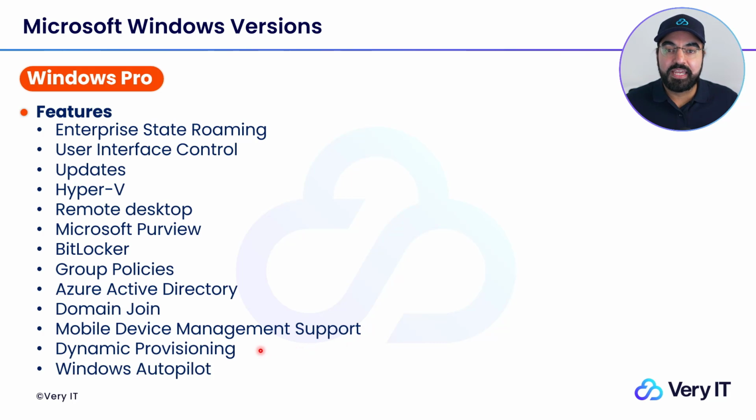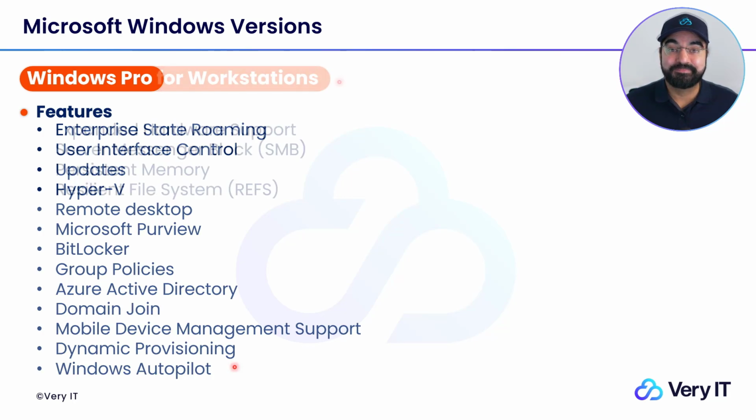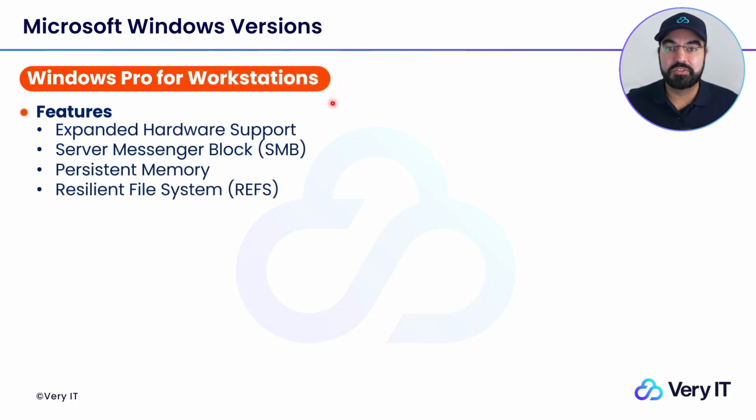Dynamic provisioning, or applications that need to be provisioned. And lastly, Windows Autopilot is essentially devices that images can push out to device IDs that are on the internet. Windows Pro for Workstation also has a set of features. We have the expanded hardware support. This is tailored support for high-end workstations.